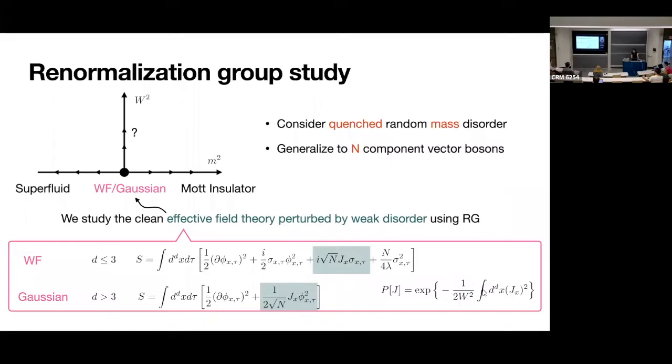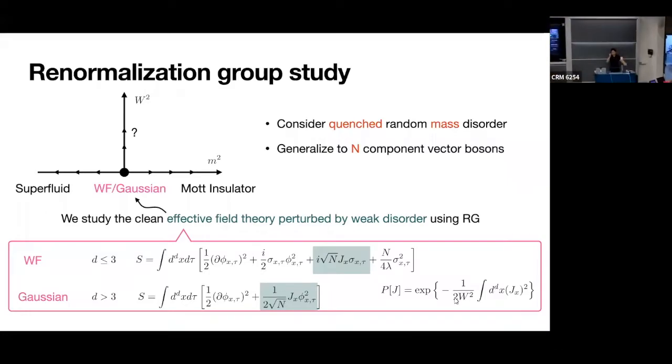It has the Gaussian distribution characterized by its width, W squared. Also, the W squared is the so-called disorder strength, because when the W squared goes to very small, we can see the Gaussian distribution approaches the delta function in the W squared goes to zero limit. This means peaked at zero. So this means all the random couplings have only zero value, meaning our theory goes back to the clean limit.